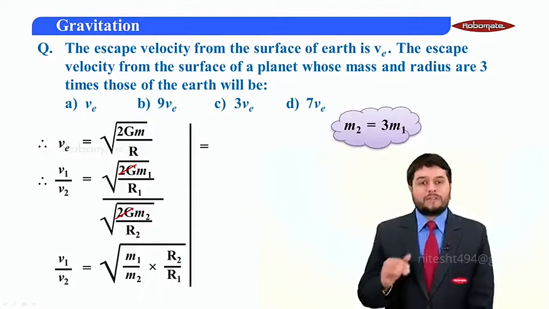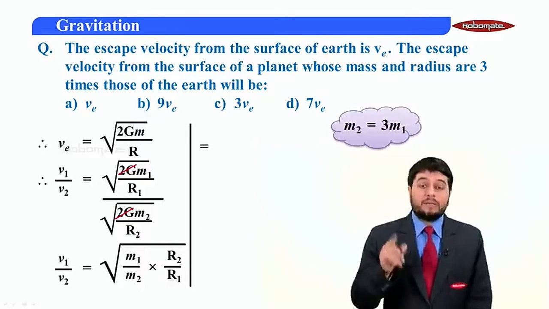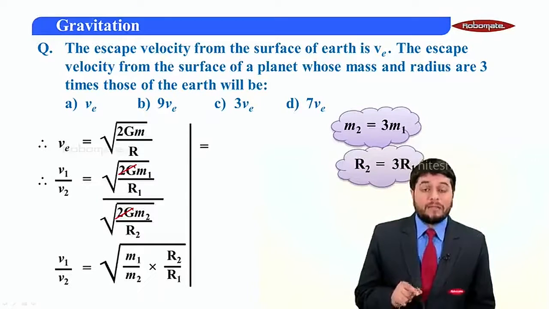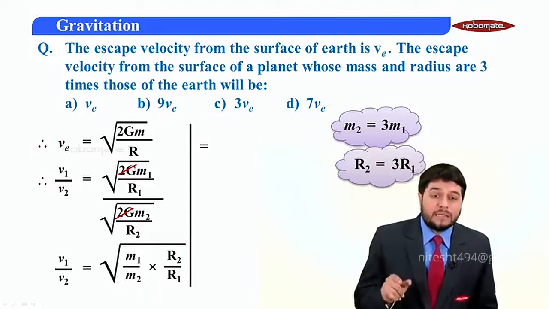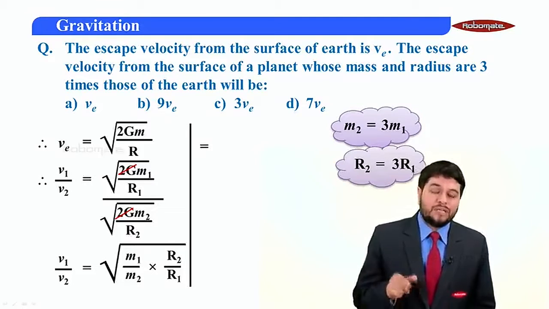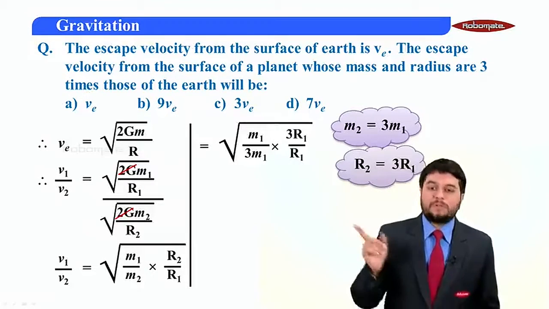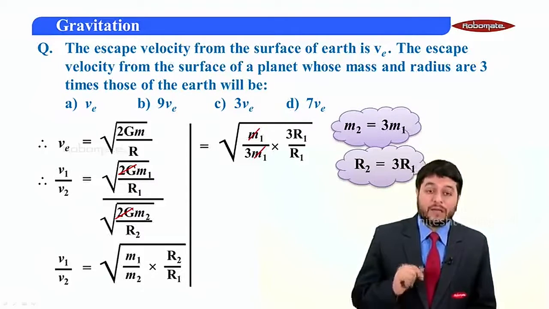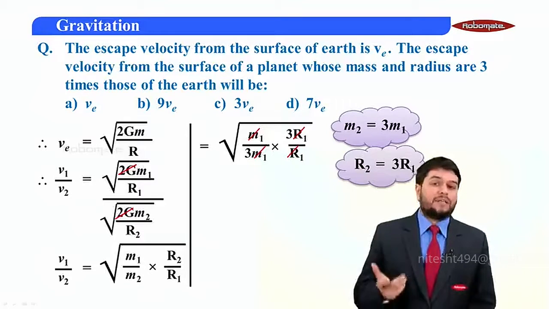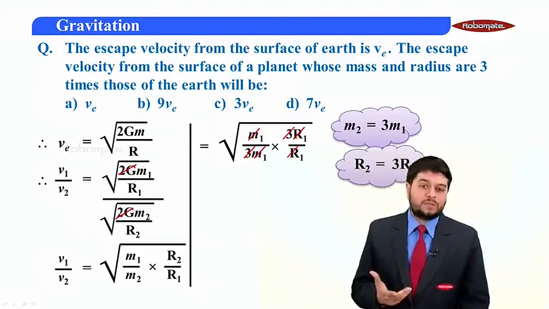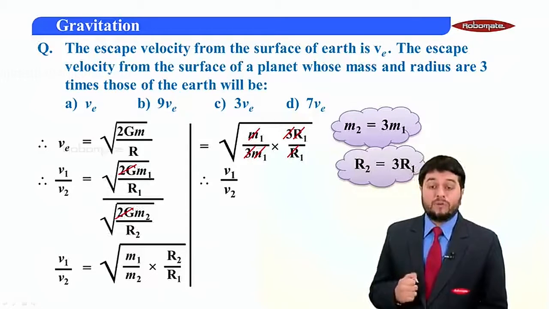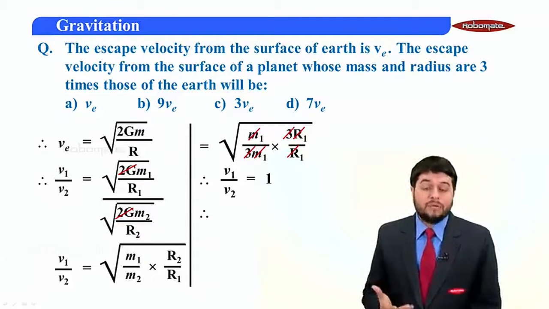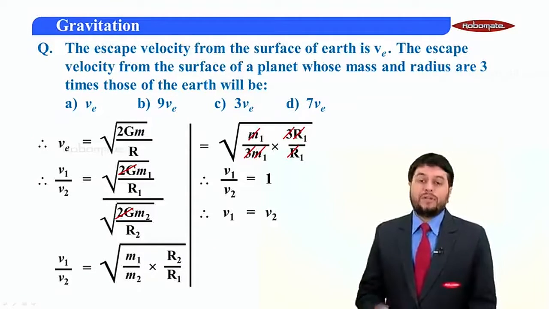Now students, they have clearly mentioned for that second planet the mass is 3 times that of Earth. So M2 is 3 times M1 and the radius of that second planet is 3 times that of Earth. So R2 is 3 times R1. So we'll substitute over here in place of M2 and R2. And finally cancelling M1 M1 and R1 R1, also cancelling 3 3, I finally get inside the square root as 1. That's nothing but equal to 1. So V1 upon V2 is equal to 1. Or I can conclude that V1 is equal to V2.